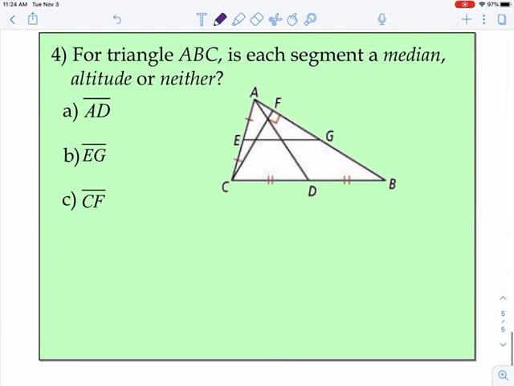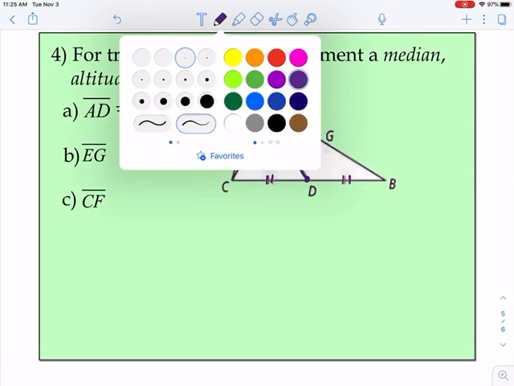Okay, for the triangle ABC, is each segment a median, an altitude, or neither? So again, if it's a median, that means that it's going to intercept at its midpoint. And if it's an altitude, it's going to be perpendicular. So let's look at AD first. So AD is this line right here. And when I look, I have this piece is equal to this piece, which means that D is that midpoint, which means that this one is a median.